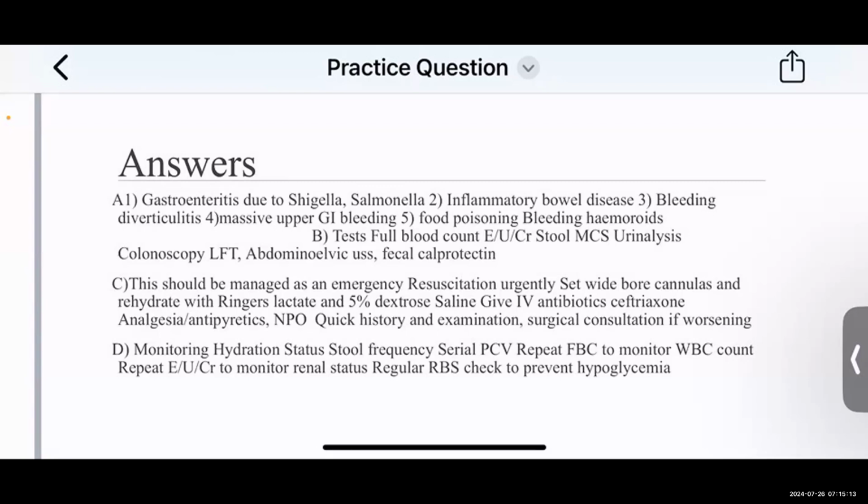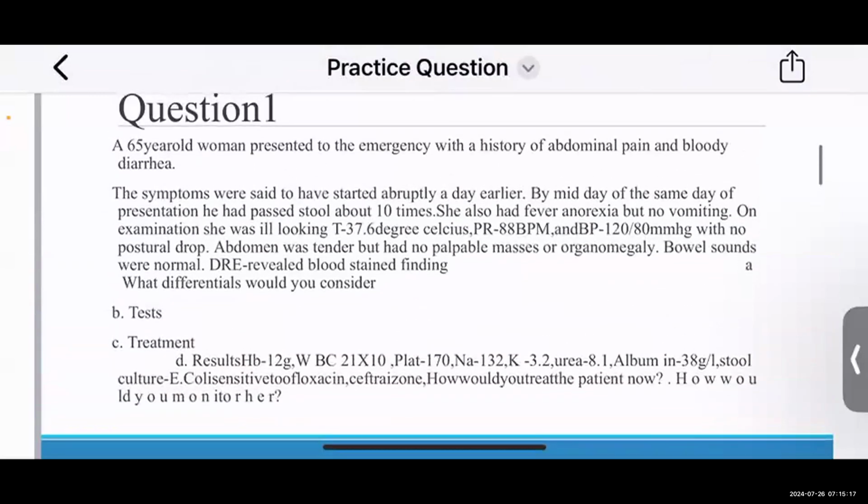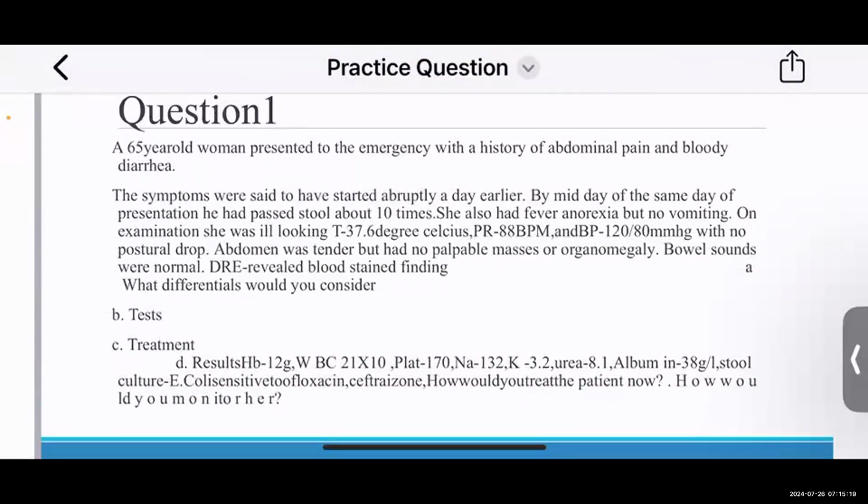Now going back to the question. The question says, a 65-year-old woman presented to the emergency with a history of abdominal pain and bloody diarrhea. The symptoms were said to have started abruptly a day earlier. By midday of the same day of the presentation, she had passed stool about 10 times. She also has fever and anorexia, but no vomiting.